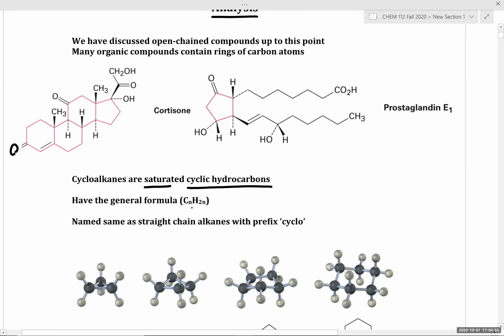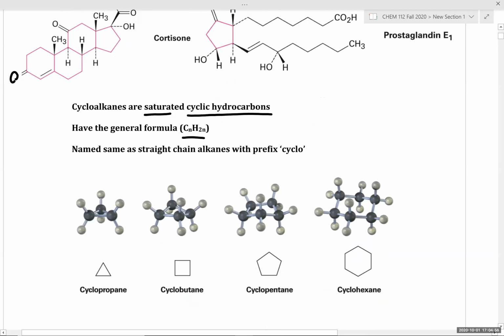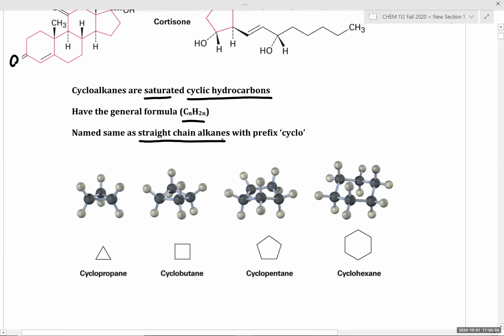Cycloalkanes, in their simplest form, have a general formula of CnH2n. Cycloalkanes are named the same way as straight chain alkanes, however you add the prefix cyclo. So for example, we have cyclopropane here, which is C3H6, cyclobutane, which is C4H8, cyclopentane, which is C5H10, and cyclohexane, which is C6H12. So notice the only thing that's changed for naming cyclic systems is that we've added the cyclo prefix.